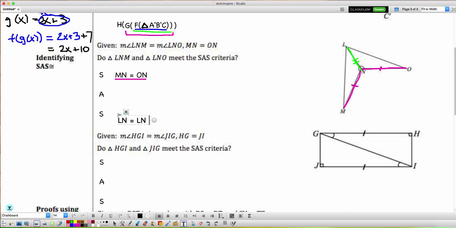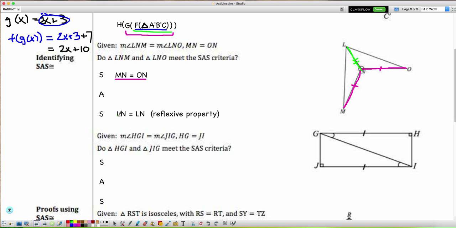Remember, when you're using this in a proof, which we will be doing on our assignment, anytime something equals itself, that is known as the reflexive property. So don't forget that. So LN from one triangle equals LN from the other triangle. And then again, I highlighted that in green. So if you're color coding like I am, you can do that.